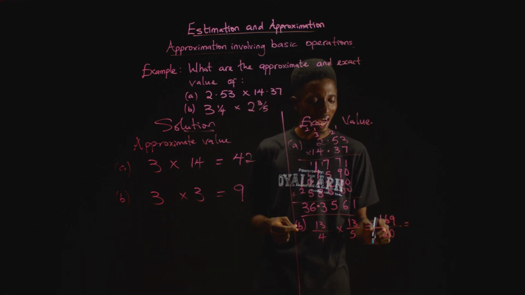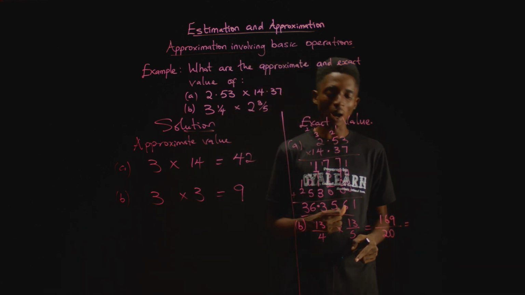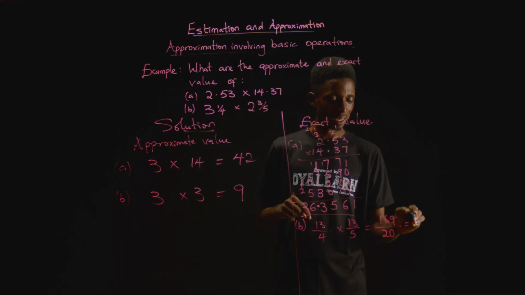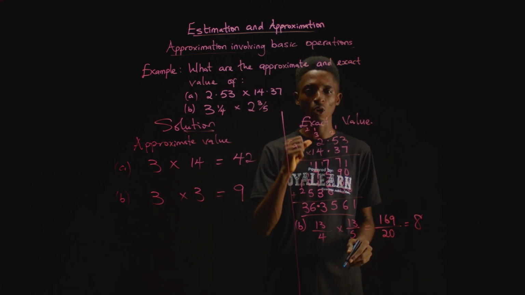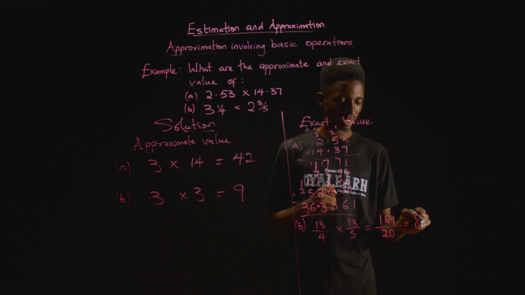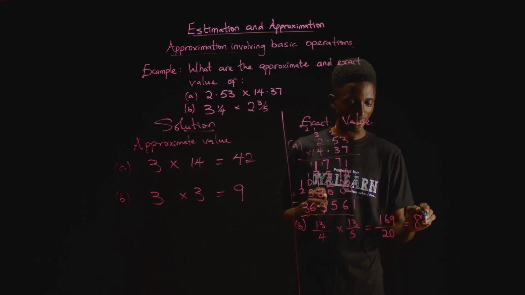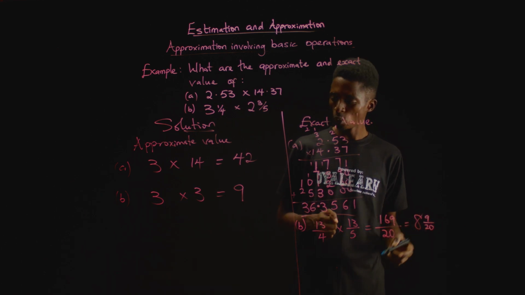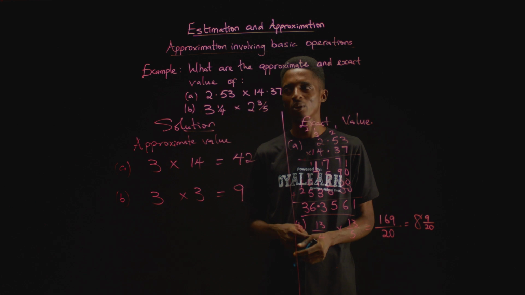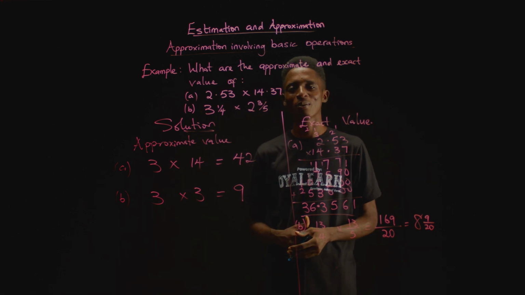Now if we consider how many times 20 goes into 169, we'll see it is 8, because 8 times 20 will give us 160, giving us a remainder of 9. So 8 whole number 9/20, which is not far away from 9, which we got in the approximate value. And that's the solution to this problem. Thank you.